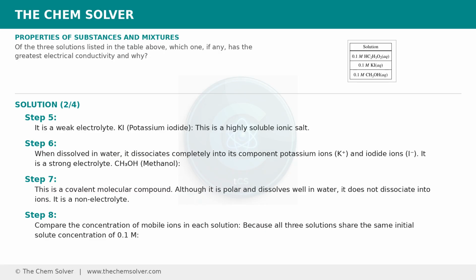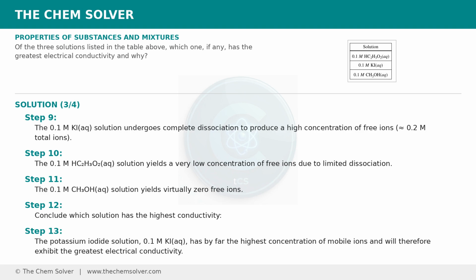Because all three solutions share the same initial solute concentration of 0.1 molar, the 0.1 molar KI solution undergoes complete dissociation to produce a high concentration of free ions, approximately 0.2 molar total ions. The 0.1 molar HC2H3O2 solution yields a very low concentration of free ions due to limited dissociation. The 0.1 molar CH3OH solution yields virtually zero free ions.